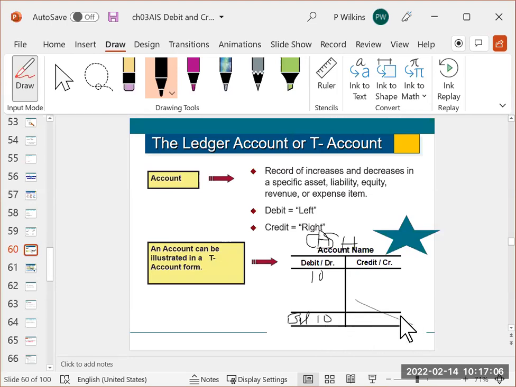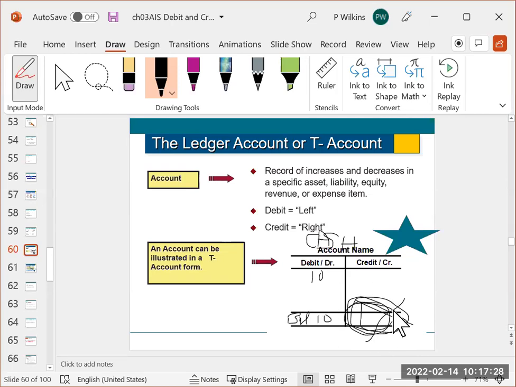Now, you will not have anything on the opposite side. If it's a debit balance account, there will be a balance under the debit side. You will not put anything in the balance section for the credit side. If it's a credit balance account, the balance will be under the credit side. You will not put anything under the debit side.